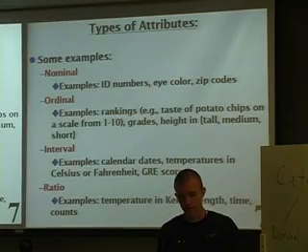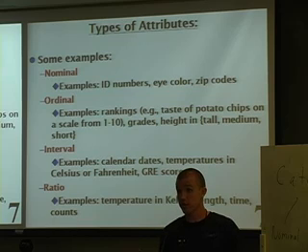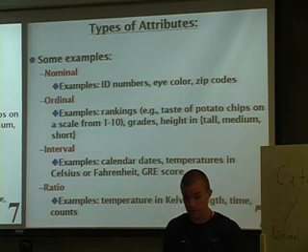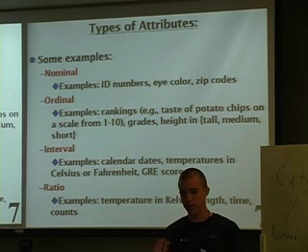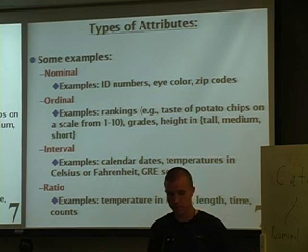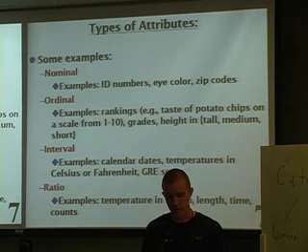Things that are interval are temperatures in Celsius or Fahrenheit, right? You can't divide two Celsius temperatures and say it's twice as hot. Calendar dates, right? You wouldn't divide the 30th by the 15th to say this is twice as far from the beginning of the month. That's an unnatural starting point. GRE score, it wouldn't make sense to divide those.